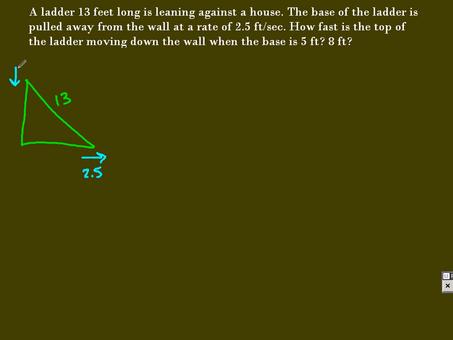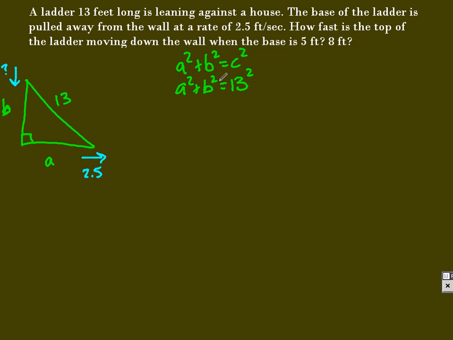So we want to know how fast it is moving down the wall when the base is 5 feet, the base being this part right here. So again, we don't know what it is. What is never changing? Well, the ladder length should never change. So a squared plus b squared equals c squared normally, but c will never change. That's always going to be 13 equals a squared plus b squared. I'll say this is b over here, and I'll make the base called a.